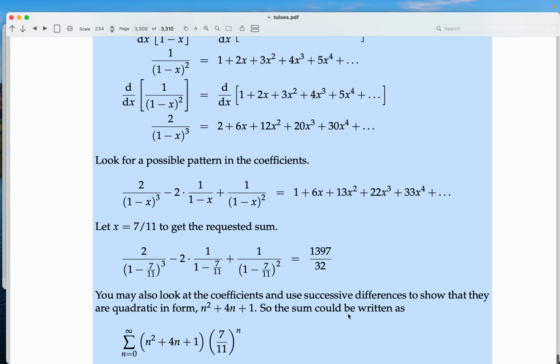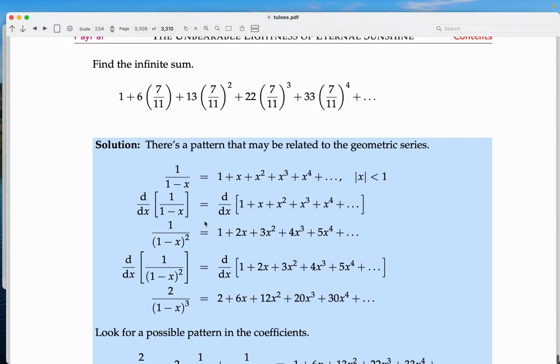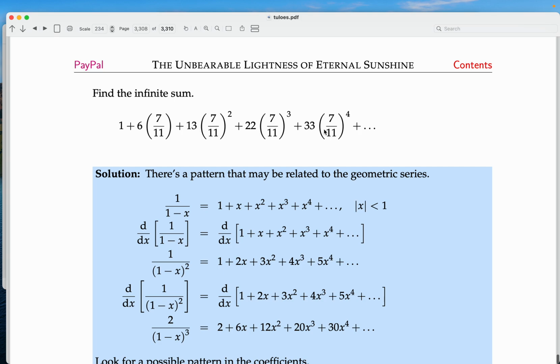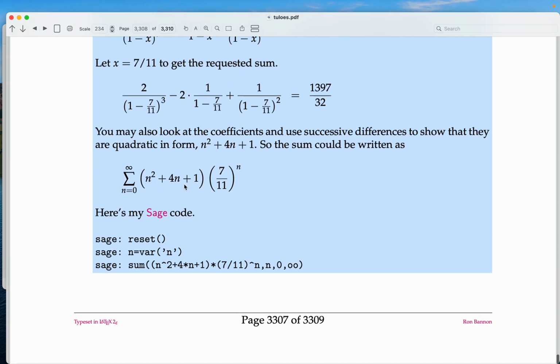And I've always wondered, did I make a mistake somewhere? So one other possibility is to look at the coefficients. That's 1, 6, 13, 22, 33. Take your successive differences, and the first differences you get are 5, 7, 9, 11. And the next set of differences you get is 2, 2, 2, and that indicates to me that this is quadratic in form. And then you play around with it for a while, and you get a quadratic expression, and the quadratic expression I got was this over here.